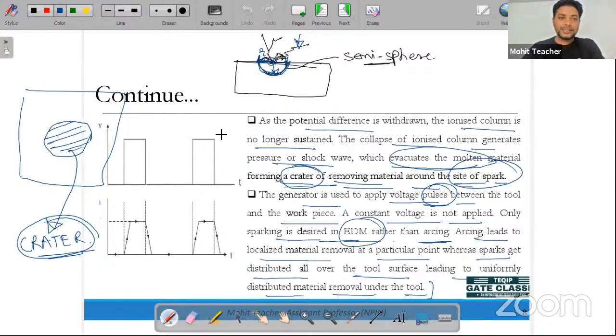Actually, the voltage and current profile is not exactly like this, but you can just assume that initially there is no voltage supply. Immediately as the voltage is on, it rises, and once you turn it off, the voltage becomes zero, and again it stays off for some time and is zero. From here to here, one cycle is completed.